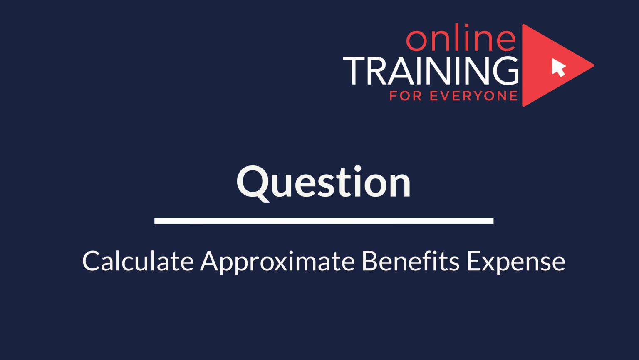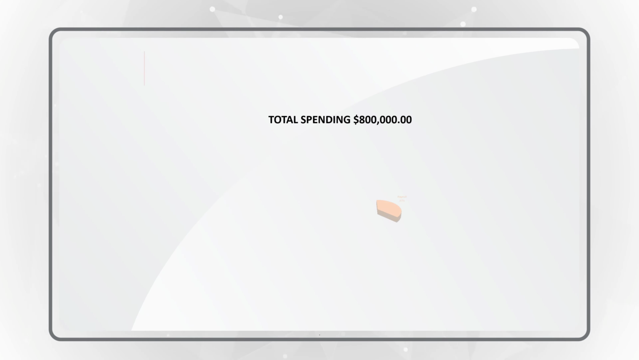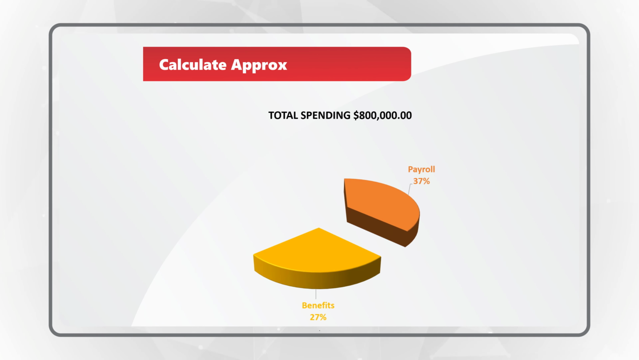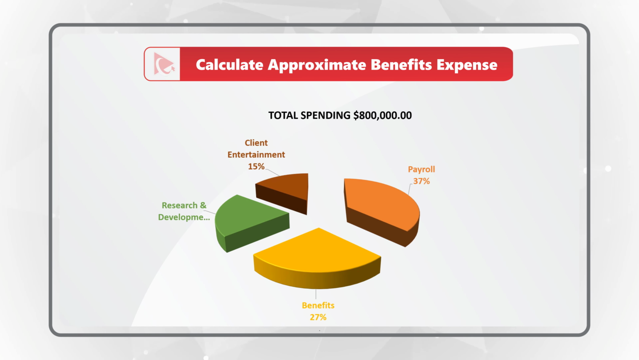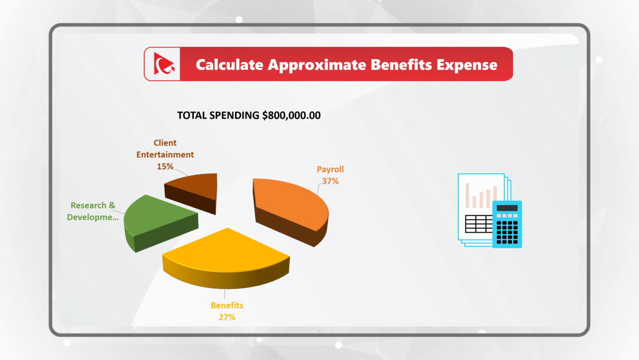And now, here's the question for you to try. You're presented with total company spending, which is equal to $800,000, and you need to calculate an approximate benefits expense. In addition to benefits on the chart, you also see payroll, research and development, as well as client entertainment amounts. You are presented with 4 different choices for which you need to do mental calculations.